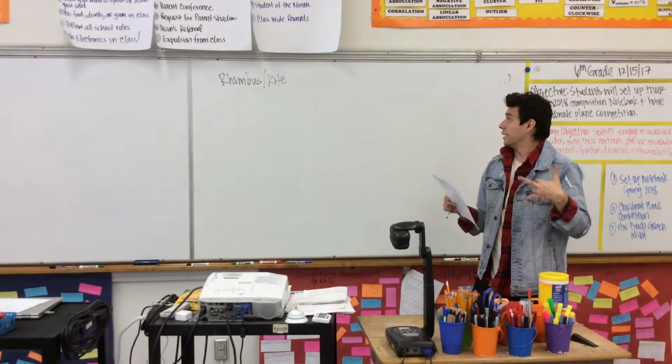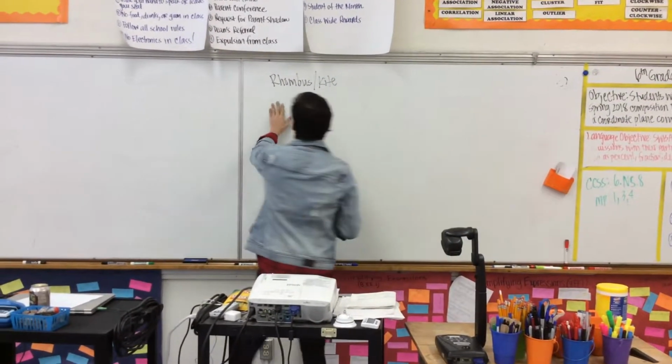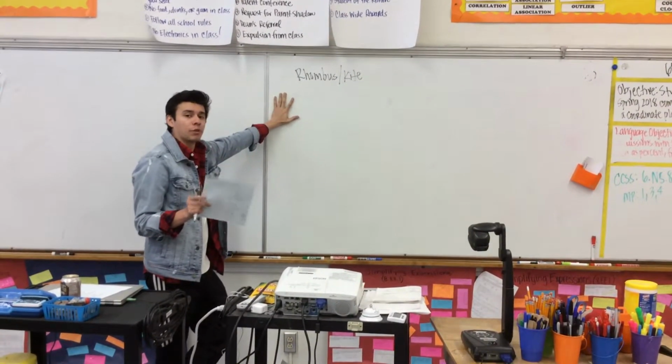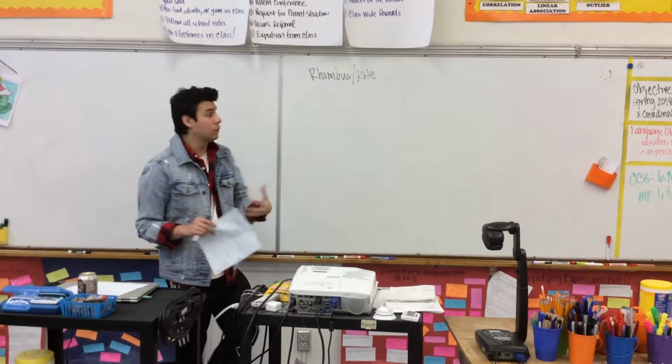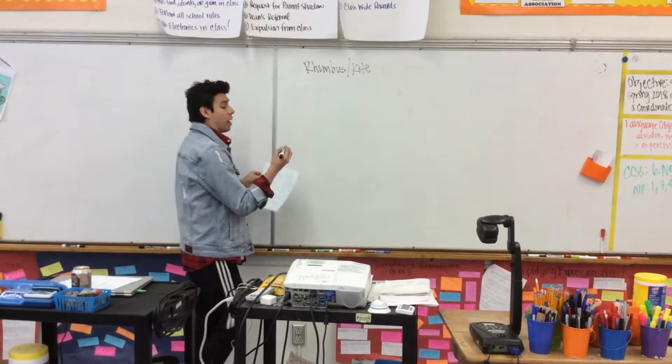Okay, so then we're in video 2 of your Christmas break homework. What we're going to be going over today is the rhombus and kite. The rhombus and kite is another quadrilateral. Remember, a quadrilateral has 4 sides. So this is our rhombus and kite.